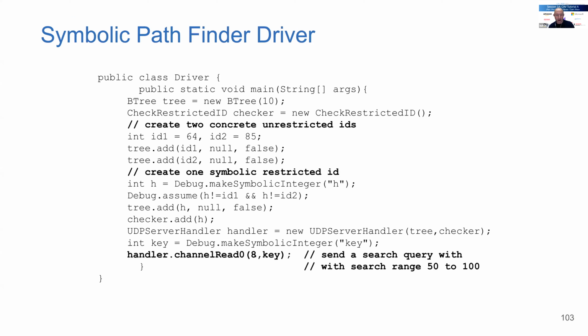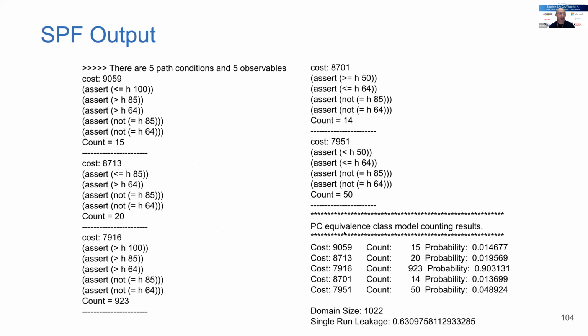And it does a search within a range. It inserts two concrete public values, 64 and 85. It puts in a symbolic secret value, which is different from the public values. Those are concrete. And then we do symbolic execution on it. Once we do symbolic execution, similar to what I showed you, we get these path constraints and we get entropy, probability, and leakage. So we see some leakage.